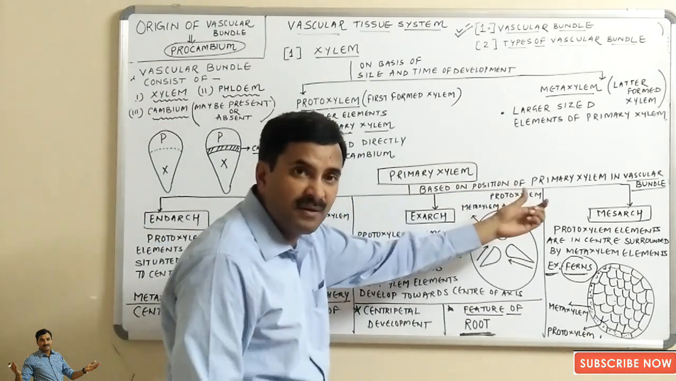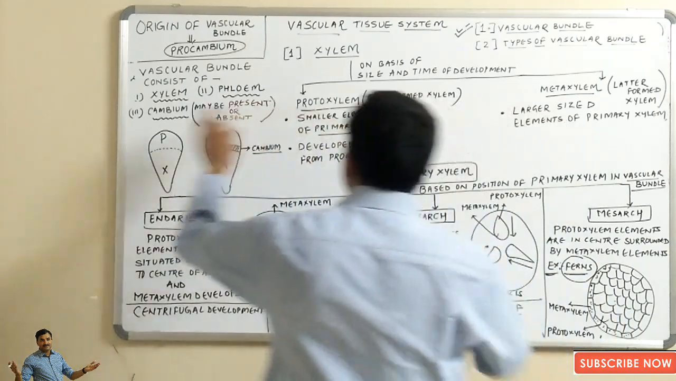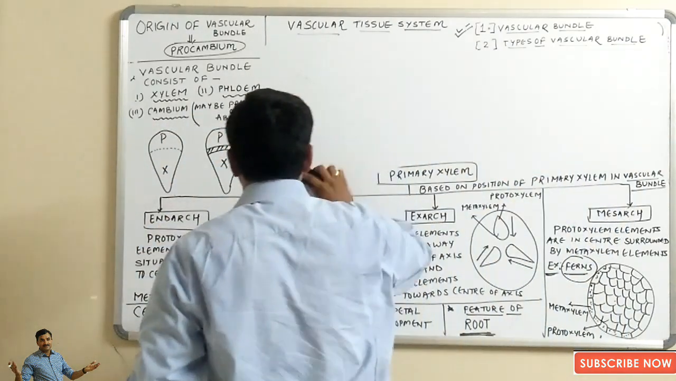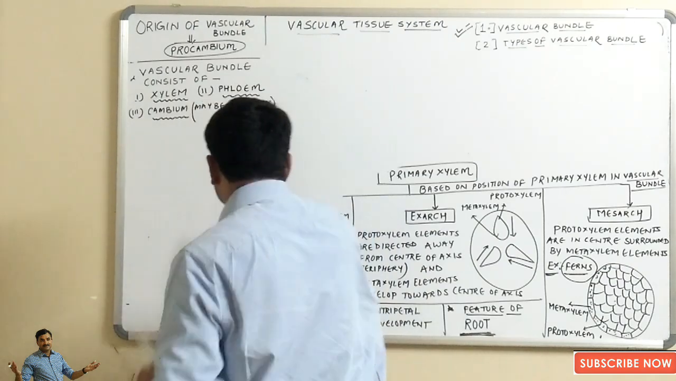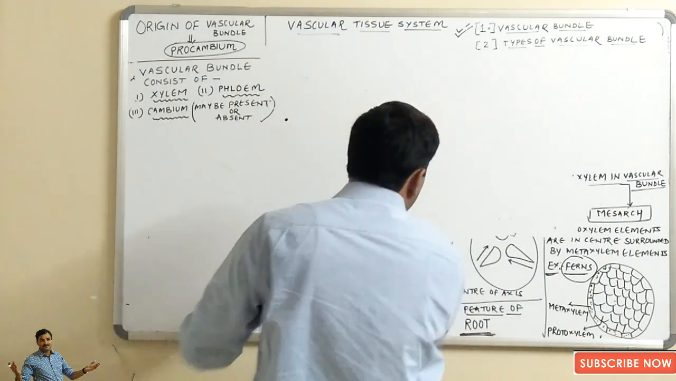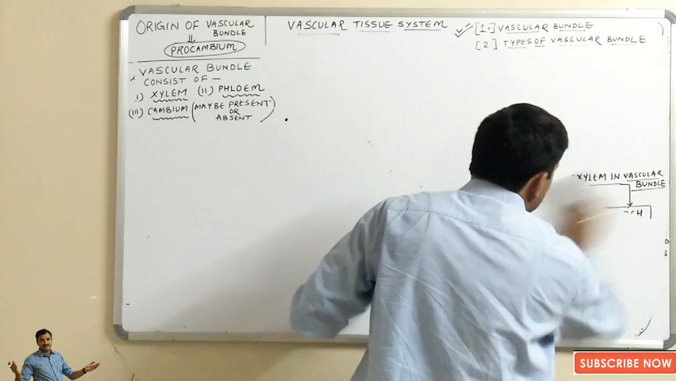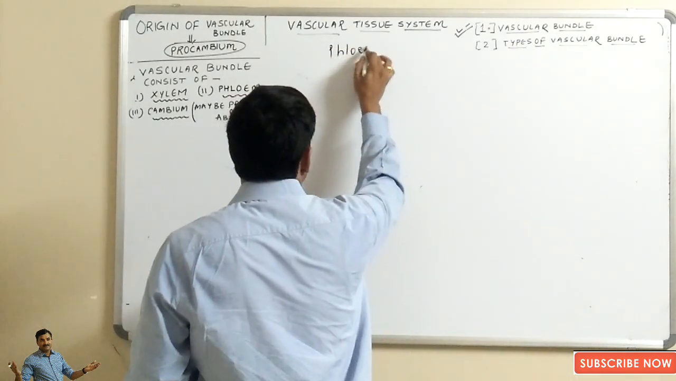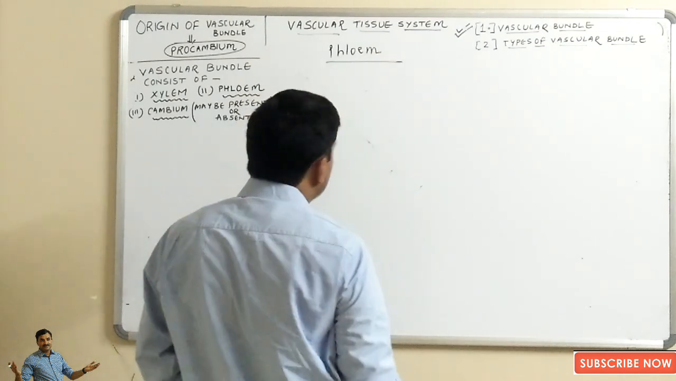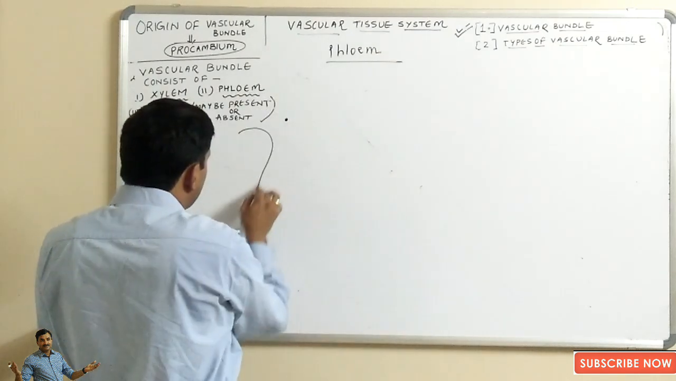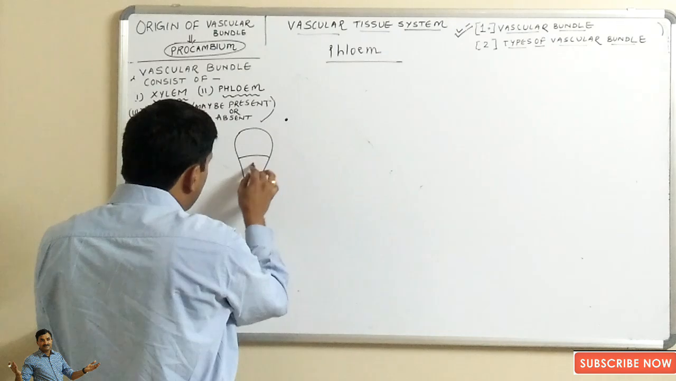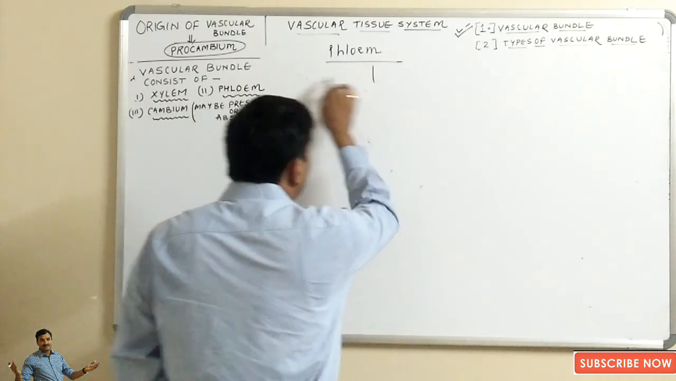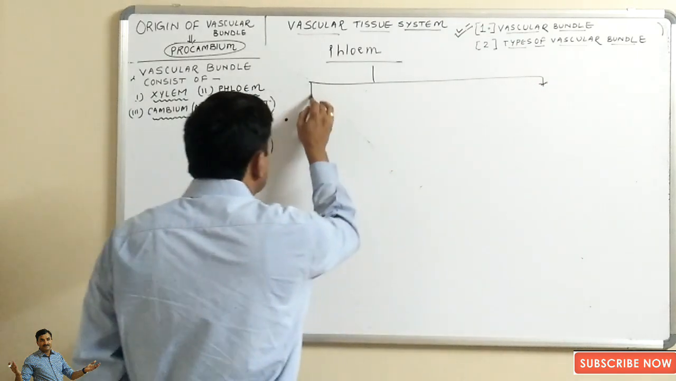endarch, exarch and mesarch. So in a vascular bundle, as we know, there are three components: xylem, phloem and cambium. This was the explanation of the xylem. Now have a look at the phloem component. The second component of the vascular bundle is the phloem. In a vascular bundle, as we know very well, say this is the vascular bundle, if here it is the xylem, then here what is present? The phloem.